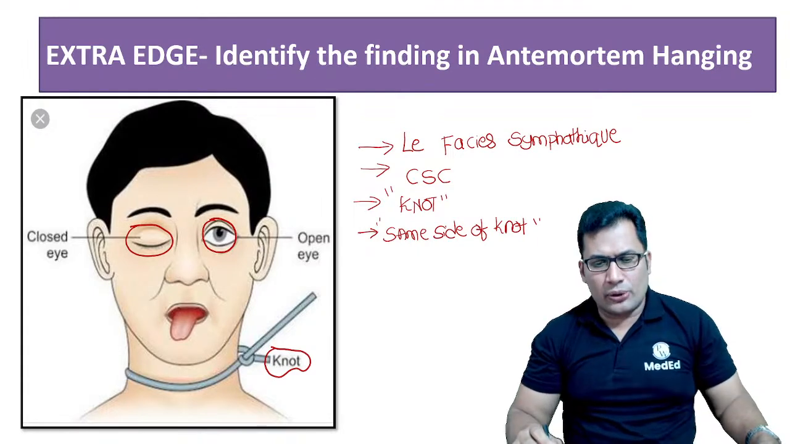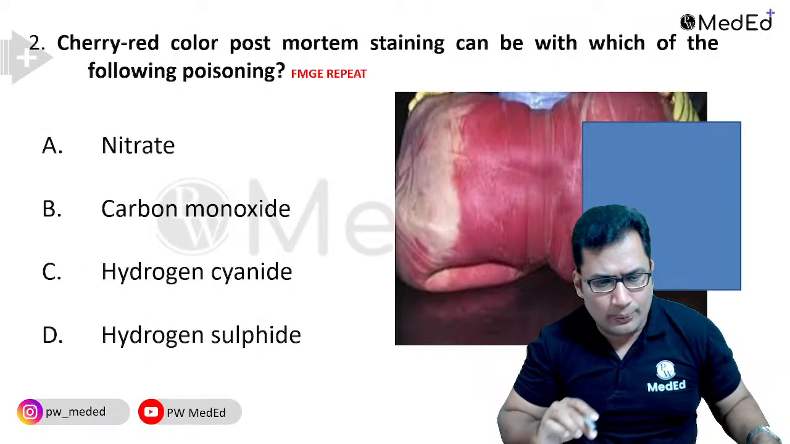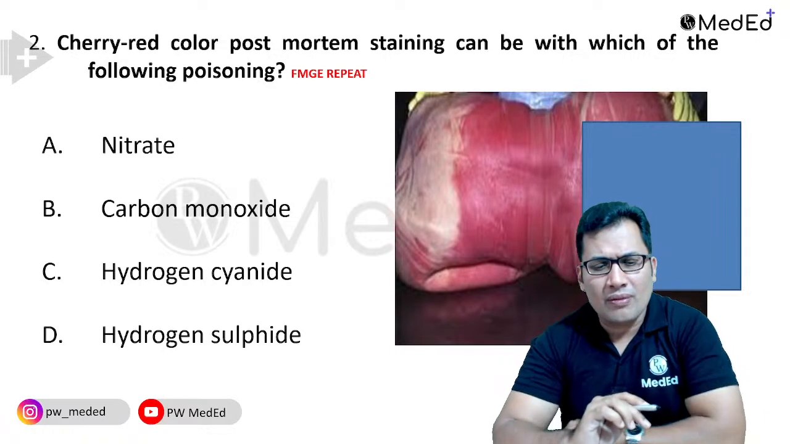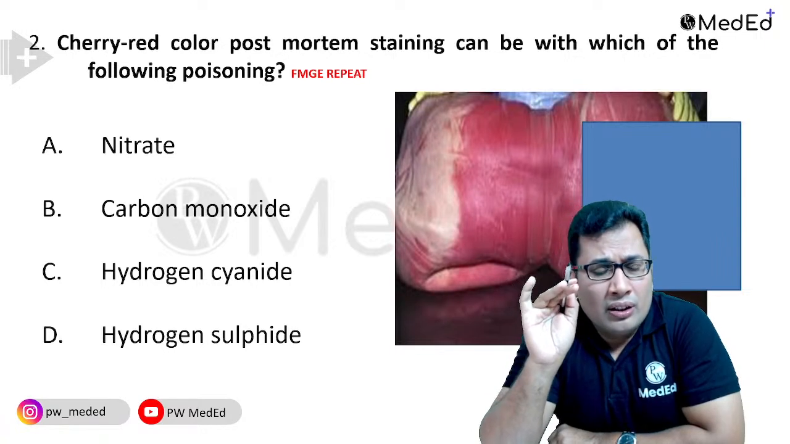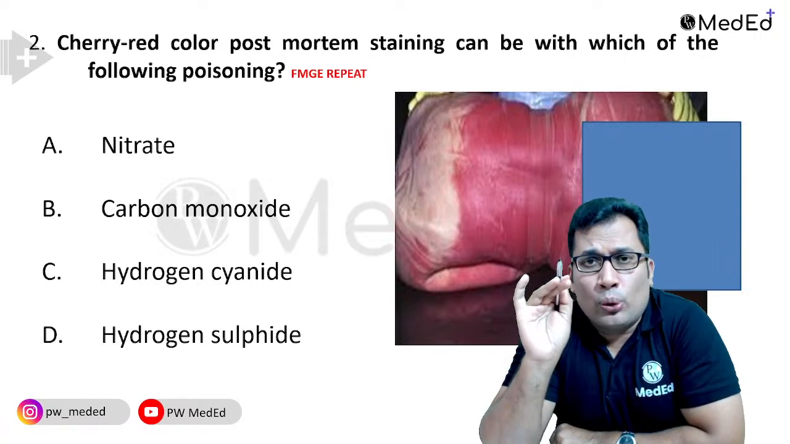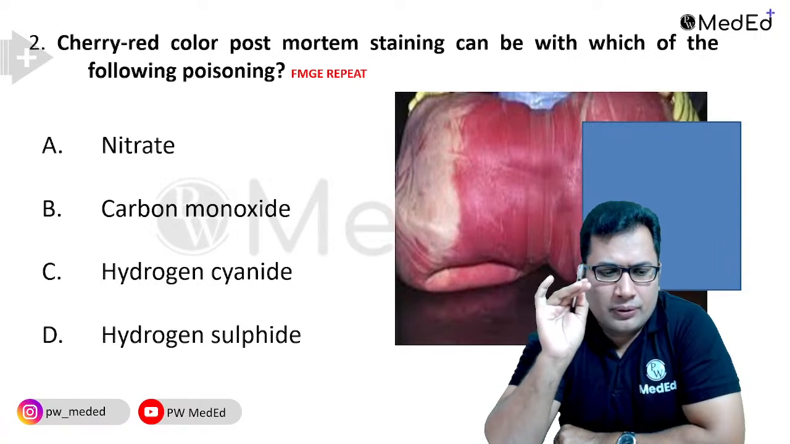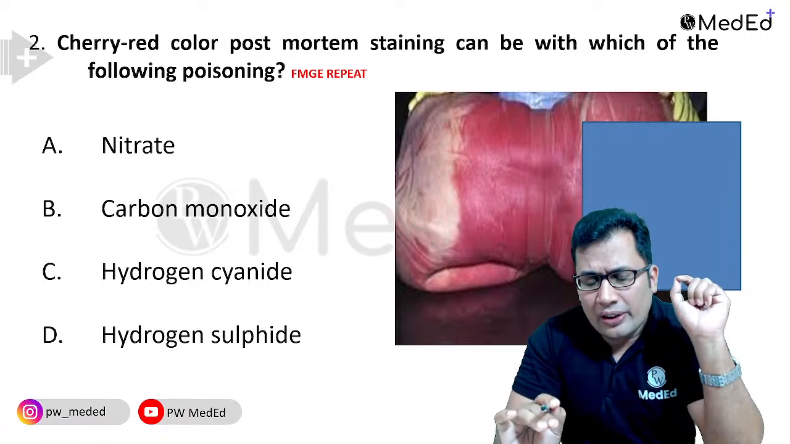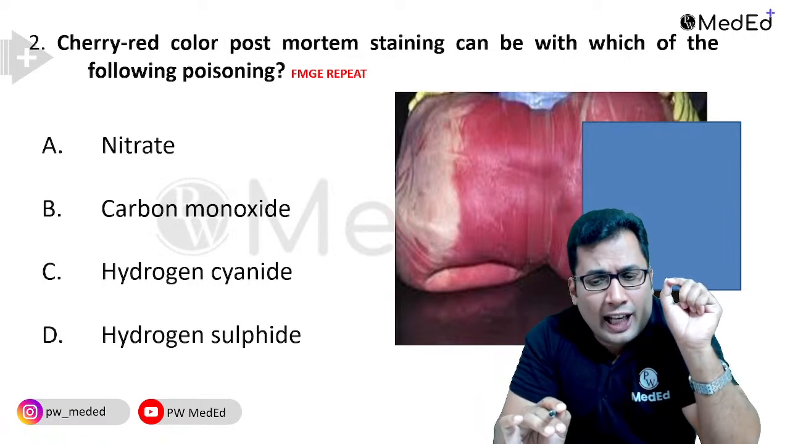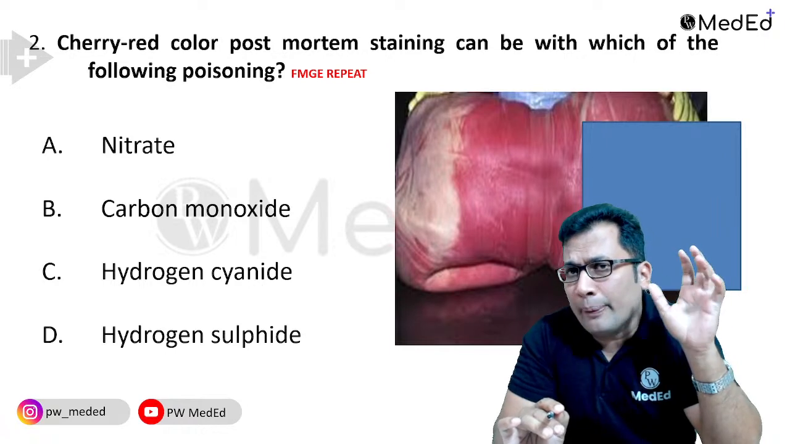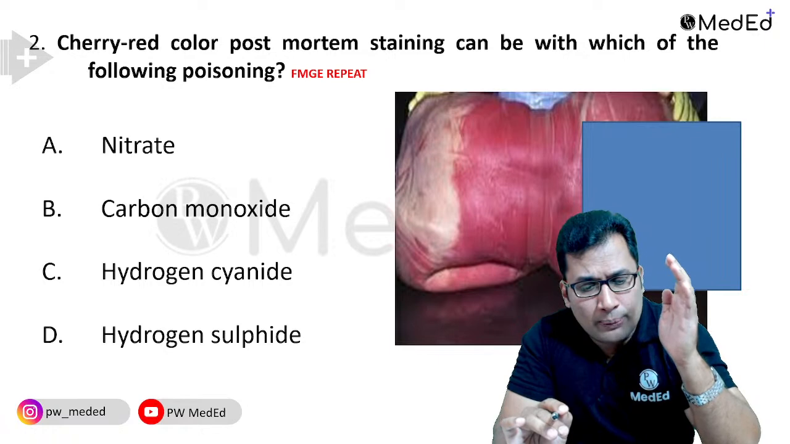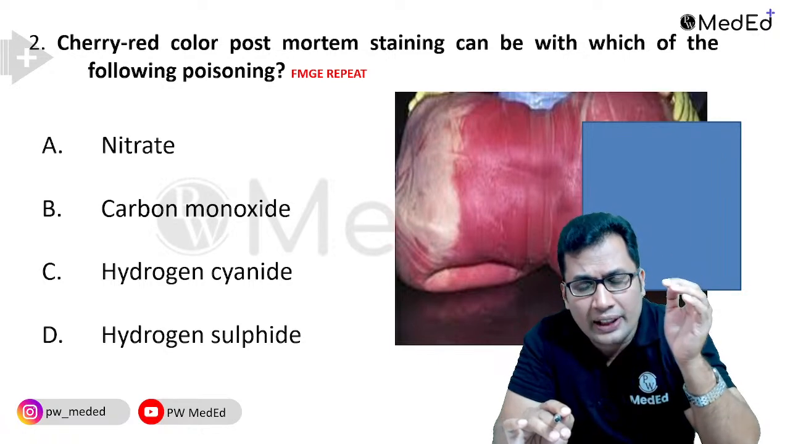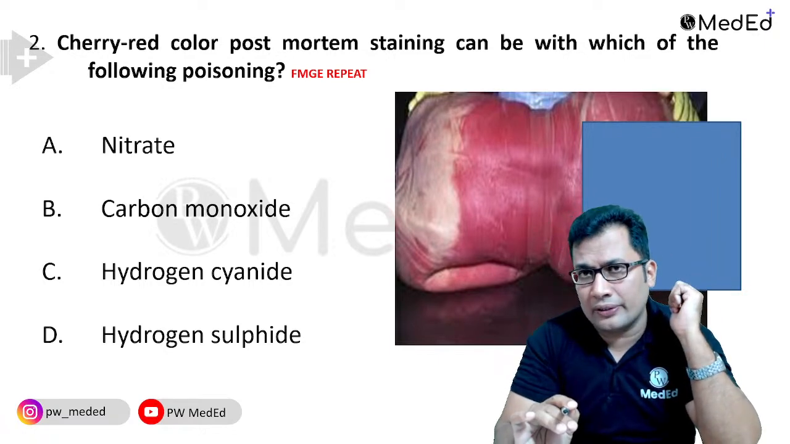That's it about question number 1. Let me discuss question number 2. This is a very important topic. The question is about postmortem staining. Cherry red color postmortem staining can be seen with which of the following poisonings? Options are nitrate, carbon monoxide, hydrogen cyanide, hydrogen sulfide.